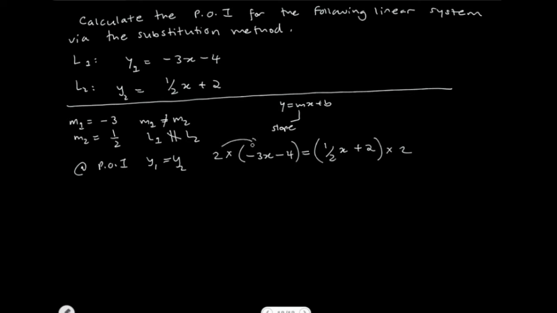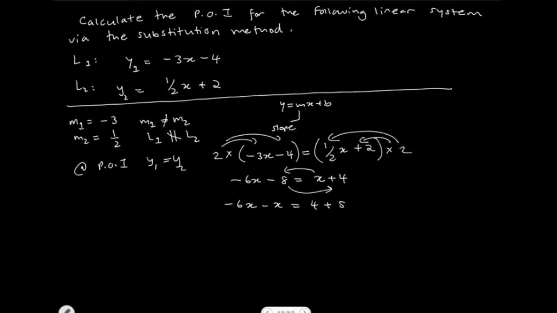So basically, if you distribute this, you get negative 6x minus 8 is equal to, if I distribute this, 2 times 1/2, which is 1, so x plus 4. And then I'm going to collect the like terms, then you get negative 6x minus x is equal to 4 plus 8, then you get negative 7x is equal to 12, and if I divide this by negative 7, x is equal to negative 12 over 7. So that's the x value.